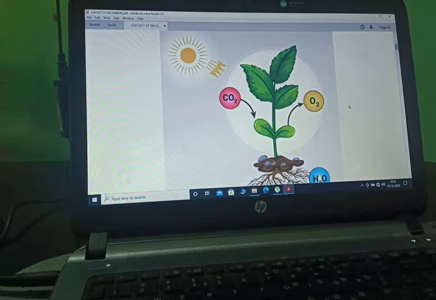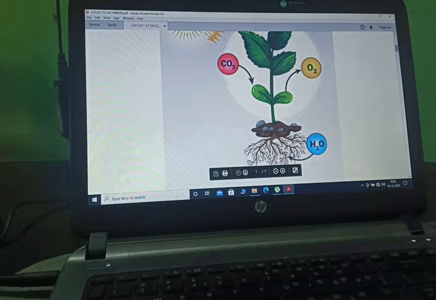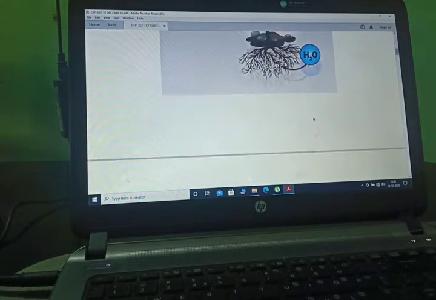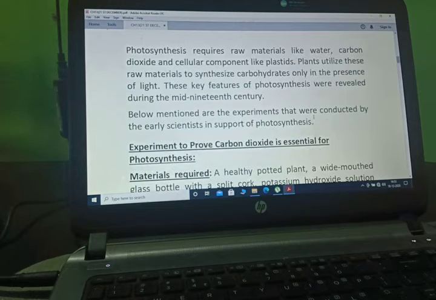Now here you can see, in the presence of carbon dioxide, chlorophyll, water and sunlight, the process of photosynthesis is completed, which means the plant prepares its own food in the presence of carbon dioxide, sunlight, water and chlorophyll, and release of oxygen takes place. This is known as photosynthesis.